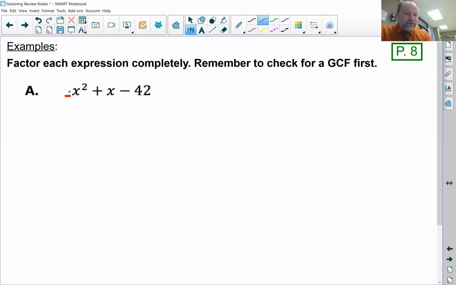In front of the x squared, we have a 1, so we can use the x method. Two numbers that multiply to negative 42 and add to positive 1. So they multiply to a negative, so we have to have one positive value, one negative value, and the larger factor has to be positive. So again, we can start with negative 1 and 42.